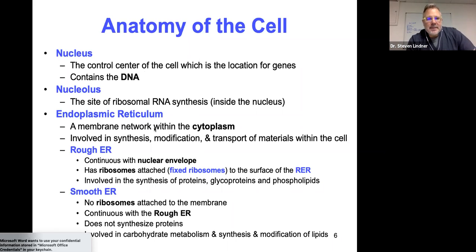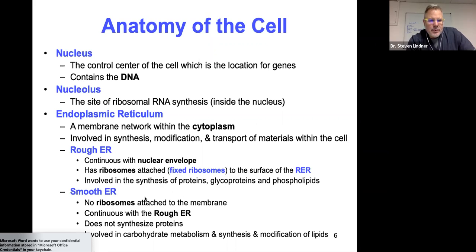So the endoplasmic reticulum, remember, has the rough ER and the smooth ER. The rough endoplasmic reticulum is continuous with the nuclear envelope. And the rough endoplasmic reticulum is involved in producing proteins, glycoproteins, and phospholipids. So you have to get comfortable with some of these words because you're going to be hearing them throughout the course. Not just proteins, but phospholipids. You're going to hear about them quite a bit, and glycoproteins.